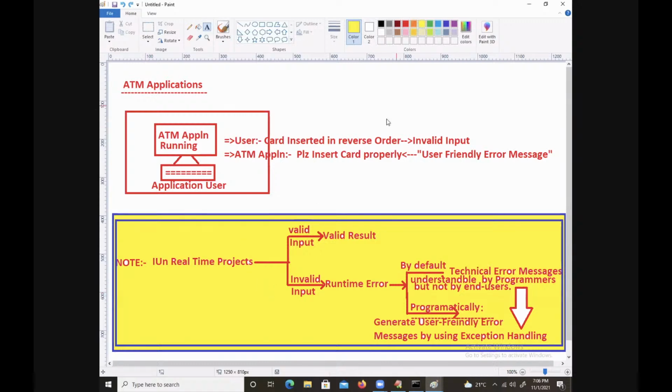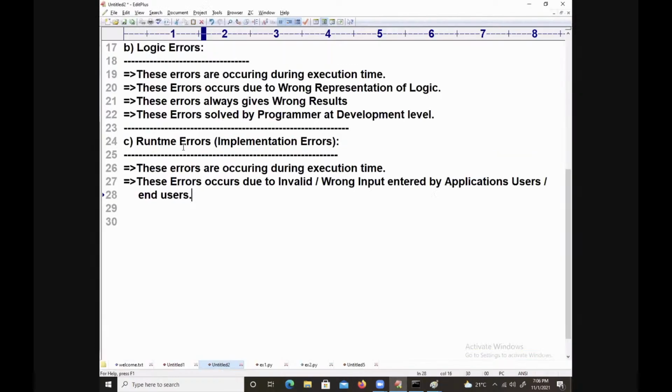What is this error called? Come on, come back to the point. Except runtime errors. Runtime errors are occurring because of what? Invalid inputs, wrong inputs. Who will enter wrong inputs? Wrong inputs are entered by whom? Application users. Super. End users.